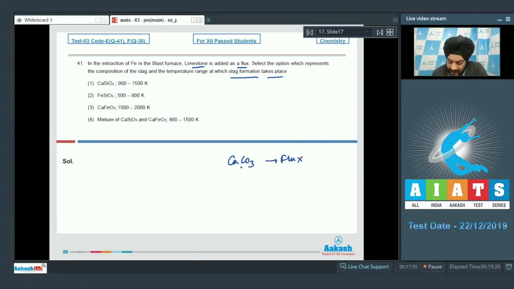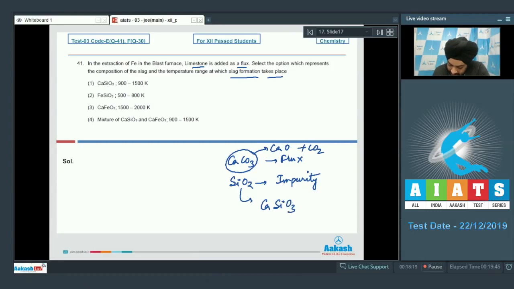Okay, so what happens is this iron contains silica as an impurity. Due to heating, this calcium carbonate decomposes to give us calcium oxide and CO2, and then this calcium oxide and this SiO2 undergo an acid-base reaction, leading to the formation of calcium silicate, CaSiO3. And this slag formation, students, takes place in the temperature range of 900 Kelvin to 1500 Kelvin.